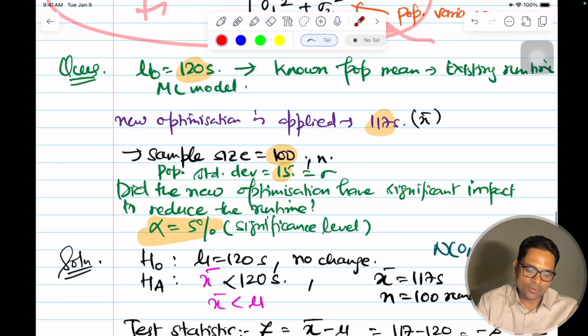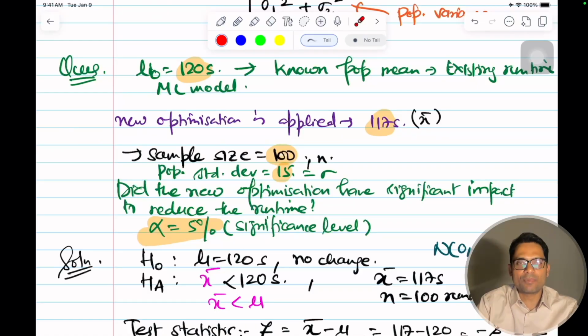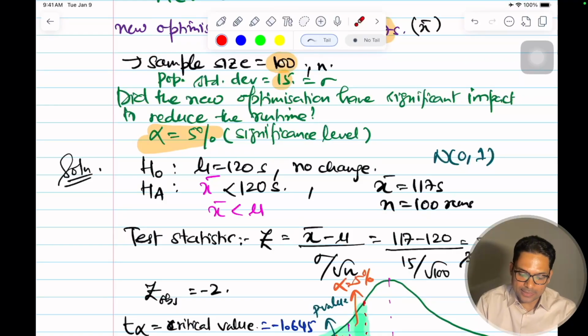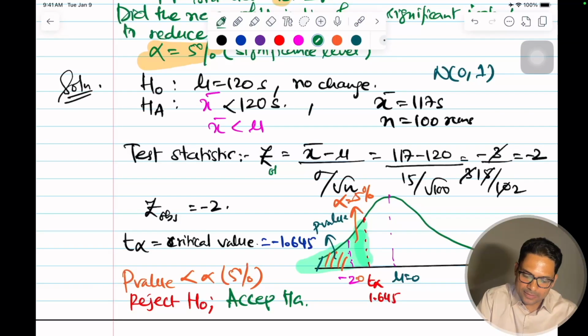And then we saw a simple problem for a one-sided z-test, where we compared the improvement in the runtime of a model which earlier had a 120-second runtime, and after some improvement with new optimizations we claim that the runtime has reduced below 120 seconds. We did 100 runs and found the sample mean was 117 seconds, and the population standard deviation was known as 15. We used all this data to compute the z statistic, or the test statistic. This was the z observed.